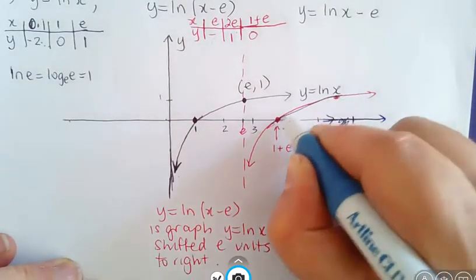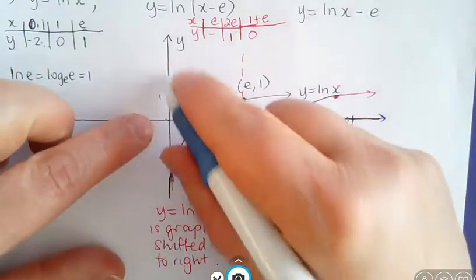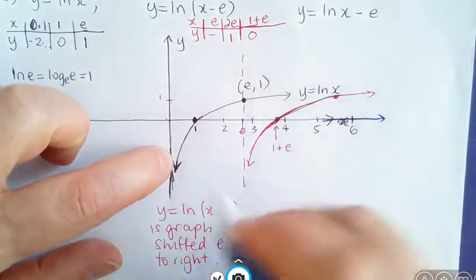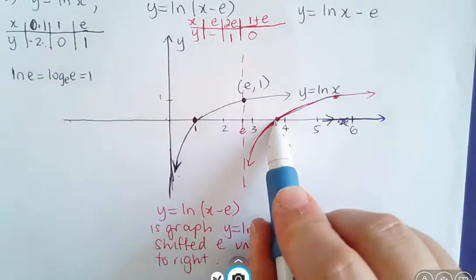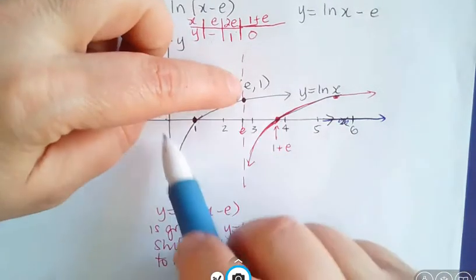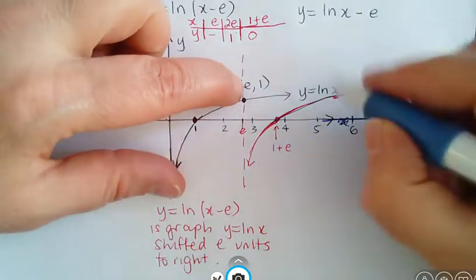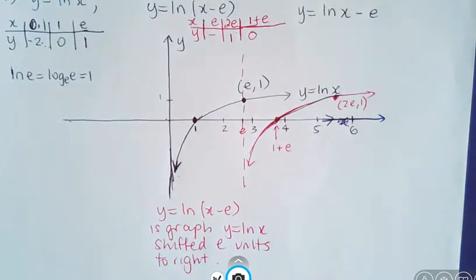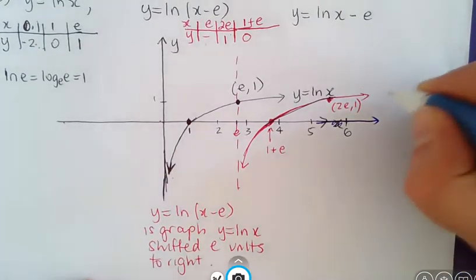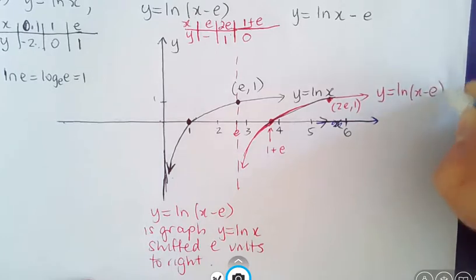Here. So everything has been moved across e units. So we've got asymptote at 0, now asymptote's at e. This will cut through the x-axis at 1, now it cuts through at 1 plus e. Add e to everything. This is the point e, 1, add e across, because it's shifting across. This new point is 2e, 1. See how e's been added on to every point, shifted across? I know it's tricky, girls. It is. So this is my curve y equals ln x minus e.